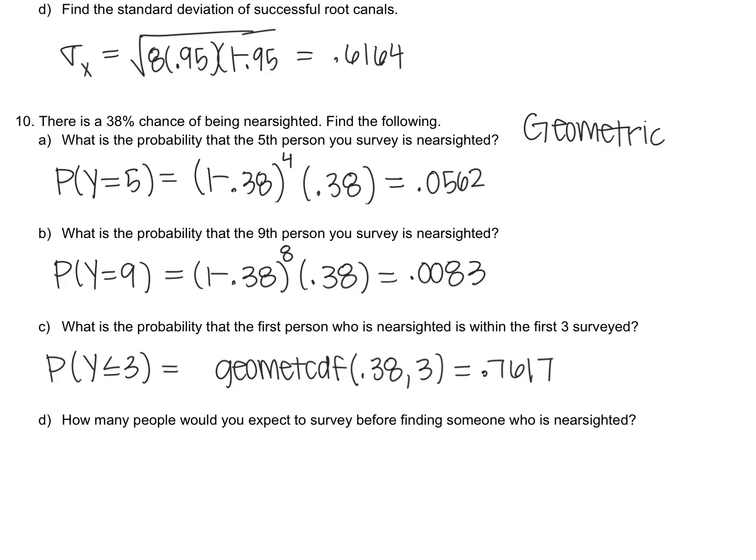And then how many people would you expect to survey before finding someone who is nearsighted? So E of y for the expected outcome for a geometric is just 1 over your probability. So in this case, that's 1 over 0.38, which is going to be 2.63.